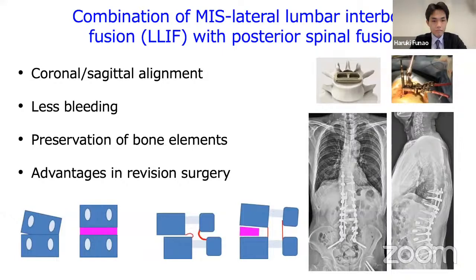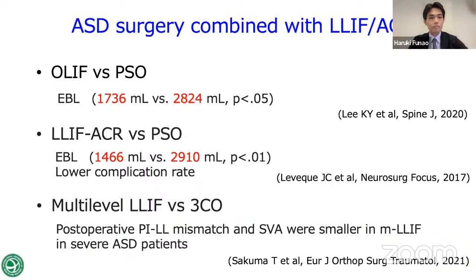Recent studies have reported that posterior spinal fusion combined with a lateral approach demonstrated lower blood loss compared to posterior spinal fusion with 3-column osteotomies.